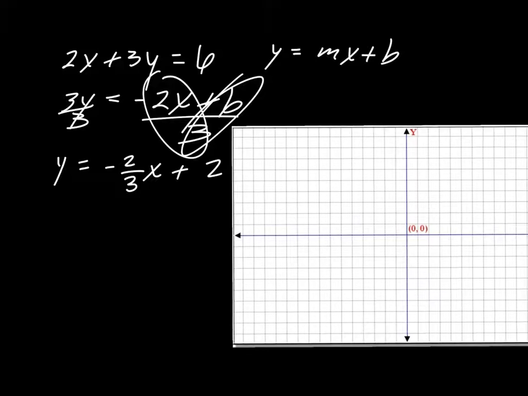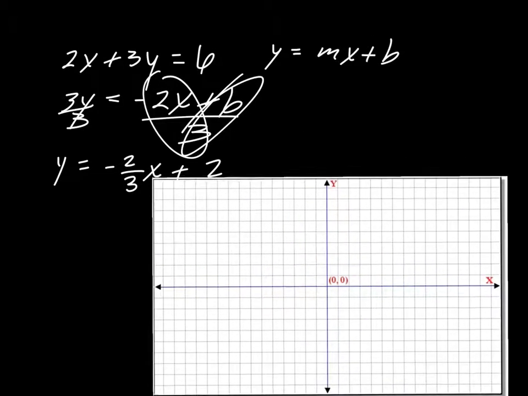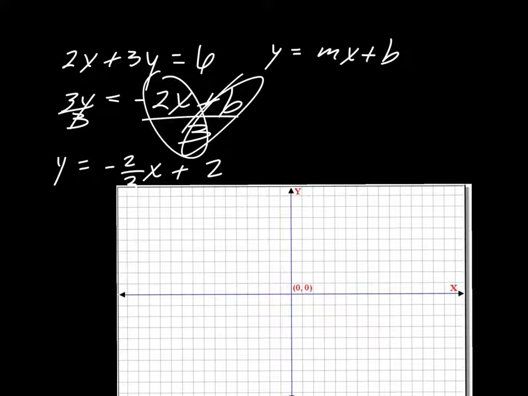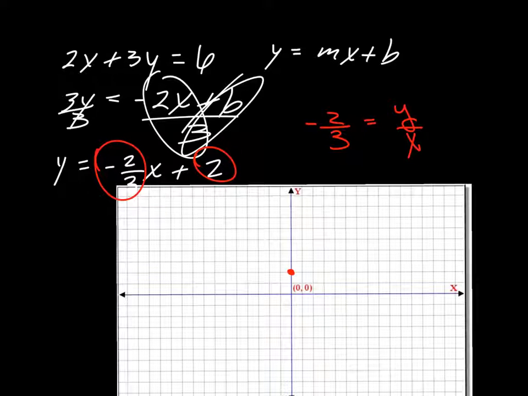Alright, now they want us to graph that. So let's move that over here. First of all, we're going to look at the y-intercept. Where does it cross the y-axis? At 2. If it said negative 2, it would be down here, but it said positive 2, so it's there. Now we look at our negative 2/3. Now remember, negative 2/3 is our y over x. So our negative 2 is our y, and our 3 is our x.